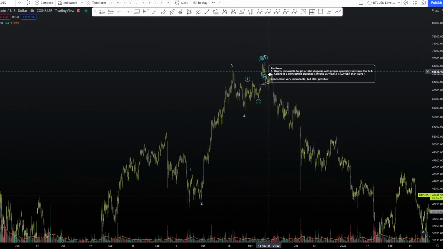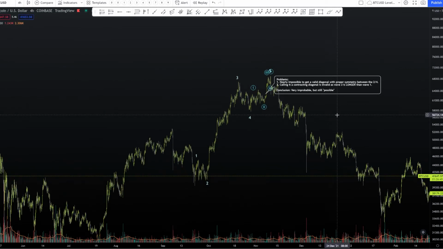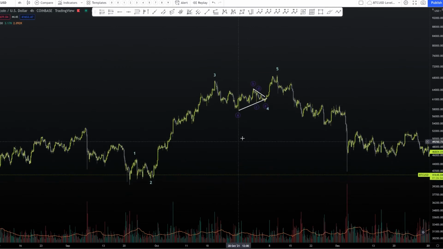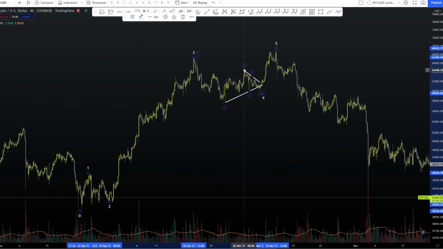So the alternative to this count right here, and I'm not going to say this is the correct count, I'm just going to show you guys an alternative for educational purposes, a count that I would consider to be valid as opposed to this count. And that would be this one right here. So instead of calling this wave 4 in right here, we could try to force in a triangle and say this is a wave A, B, C, D, E.